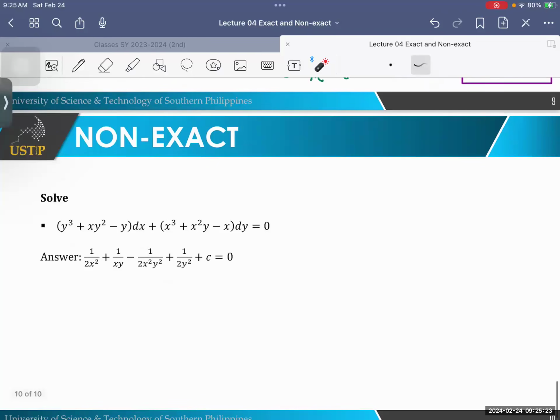So that would be the end of our discussion. Who knows, it might come out in the exam. This is just for practice. So that would be the end of my discussion for exact and non-exact. Prepare for a long quiz next meeting, from the very beginning up to non-exact. Solve the solutions, class, and learn the technique so the process is embedded in your mind. Okay, that would be all, and thank you for listening.